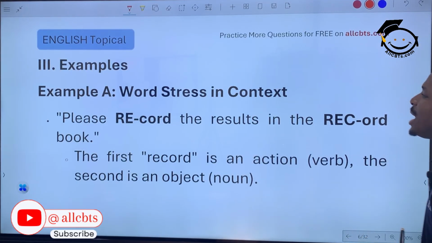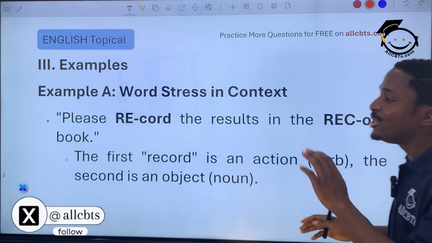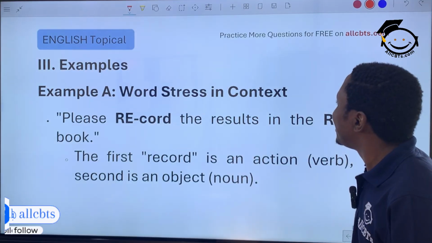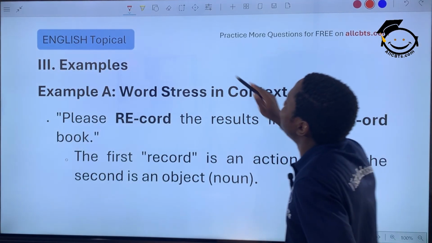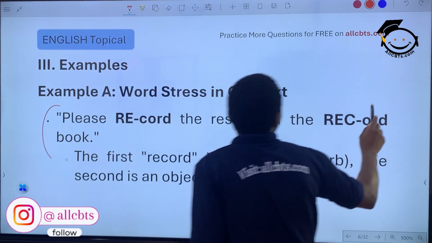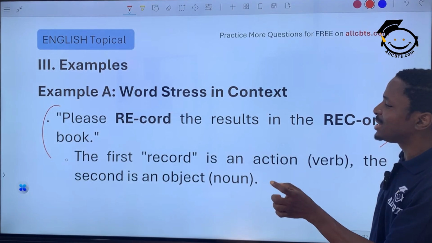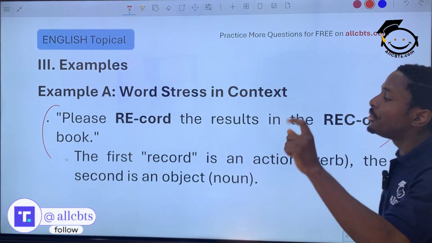As we get ready to round up, let's look at some examples. Now, I mentioned the switch between word and verb application, right? Now let's see word stress in context. Now look at this one. Very important example. Please record the result in the record book. I love it. Please record.